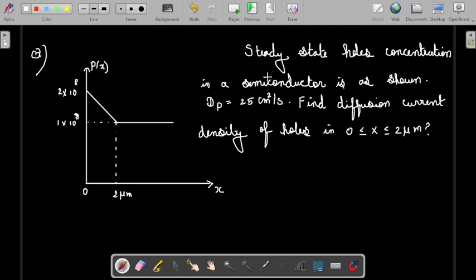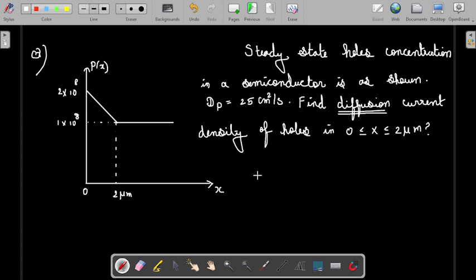The question states that the steady state hole concentration in the semiconductor is as shown below. With Dp, they also gave one constant value, that is the diffusivity or diffusion coefficient. Find the diffusion current density of the holes in the region 0 to 2 micrometer. They clearly gave all the information, and also stated another clue word: they asked you to find only the diffusion current, not drift.